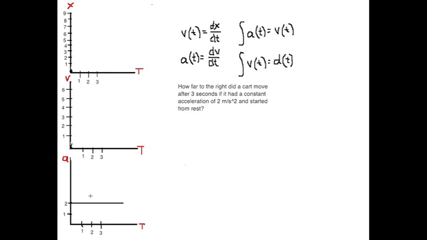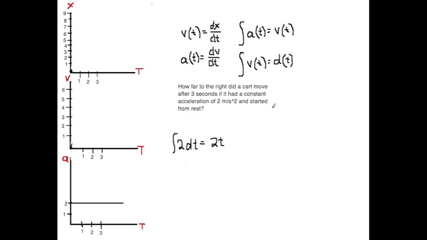So this is the acceleration graph, and we can now plug it into this formula, which states that the integral of acceleration is equal to velocity. So the integral of 2 dt would be equal to the velocity. So if you want to integrate 2, you get 2t. So right here, 2t would be the graph of velocity.